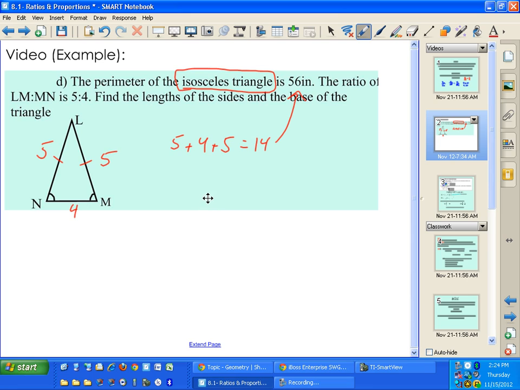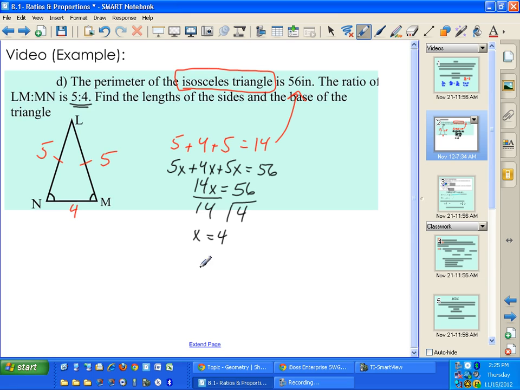So that means there must be some number multiplied by each one of these to get a perimeter of 56. So I'm going to say 5x plus 4x plus 5x will equal 56. I just went with the ratio that they gave me, 5 to 4, but since they didn't add up to the perimeter I wanted, there's got to be a common number for all of them, and that's where I got the x's from. It's going to be the same number, so I end up with 14x equals 56, and if I divide by 14 on both sides, I believe x would come out to be 4.